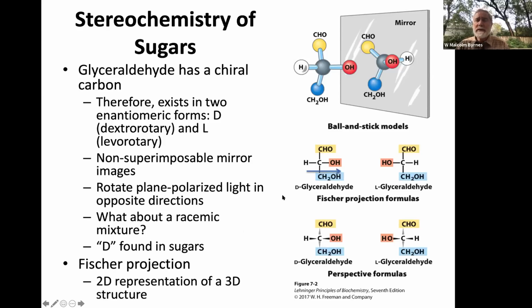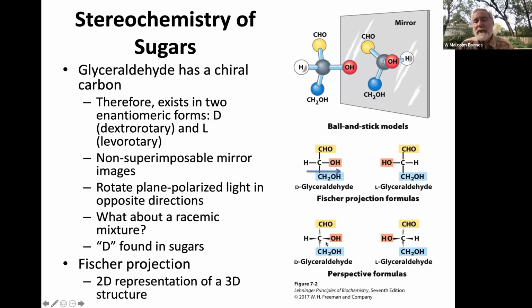So let's take a look here. This upper figure shows a ball and stick model for the enantiomers. This middle pair of structures shows what are so-called Fischer projection formulas, or Fischer projections. And what are Fischer projections? They are a two-dimensional representation of something in three dimensions. Now down at the bottom, we have something called a perspective formula, or in other words, a wedge and dash.